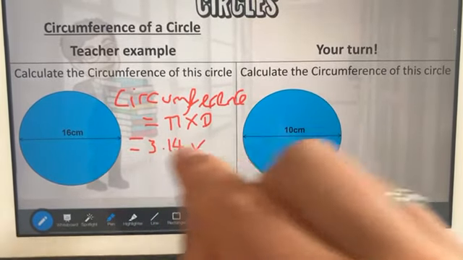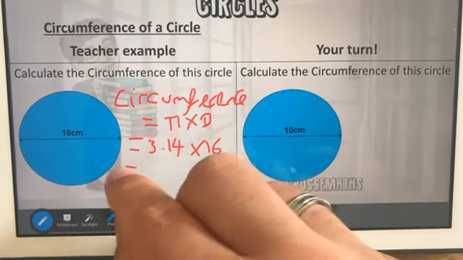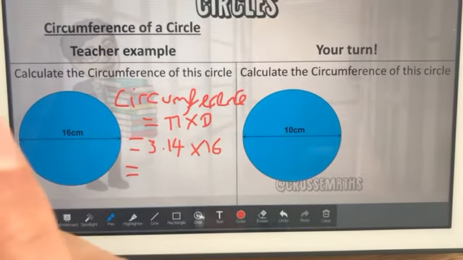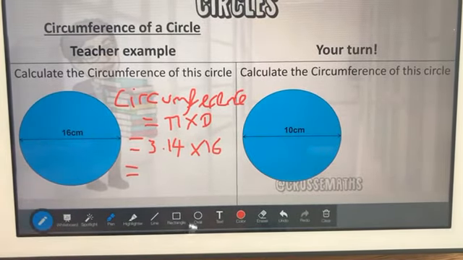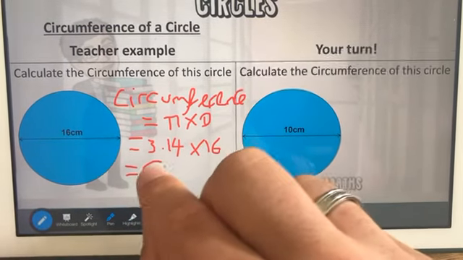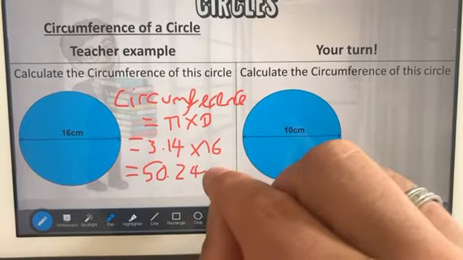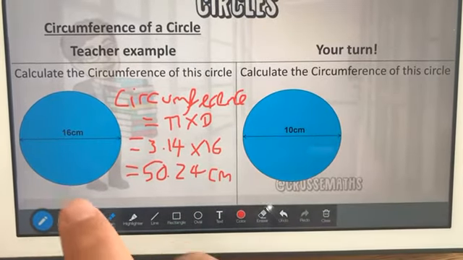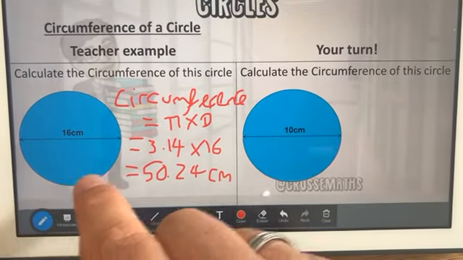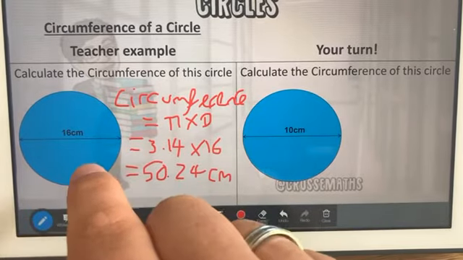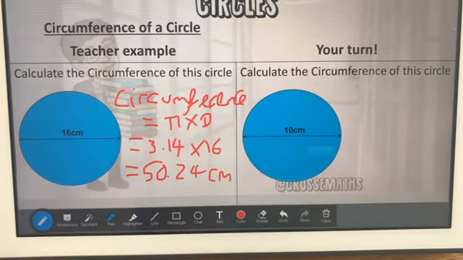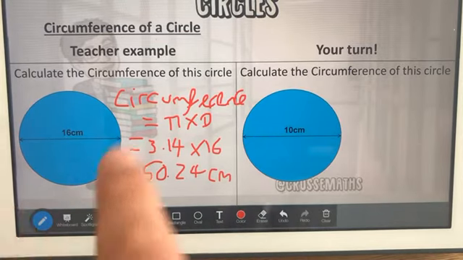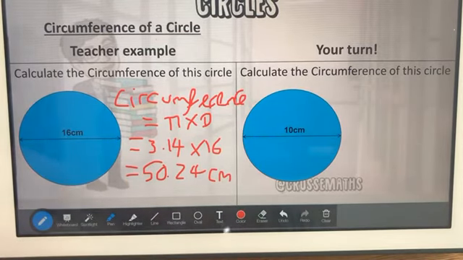3.14 times the diameter, which is 16. I get 50.24 centimeters, okay? Because diameter, circumference, the length. The circumference is the distance around the outside of the shape. So it's the same as doing perimeter. It's exactly the same as perimeter for a rectangle, but we're dealing with circles now. So that's the circumference, 50.24 centimeters.